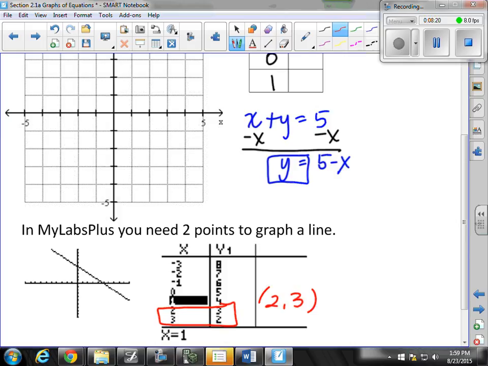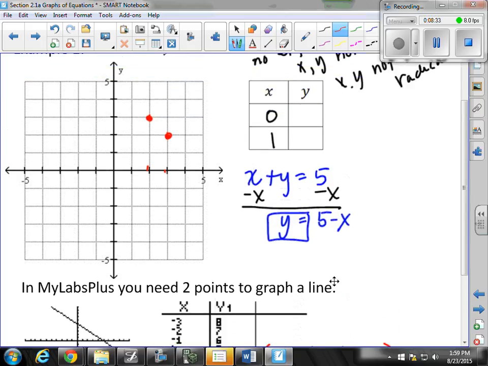So x is 2, y is 3. X is 3, y is 2. So there are my 2 points. If I'm doing this by hand, I need those 2 points. And then I just draw a line through those 2 points. And there's the graph of my line.